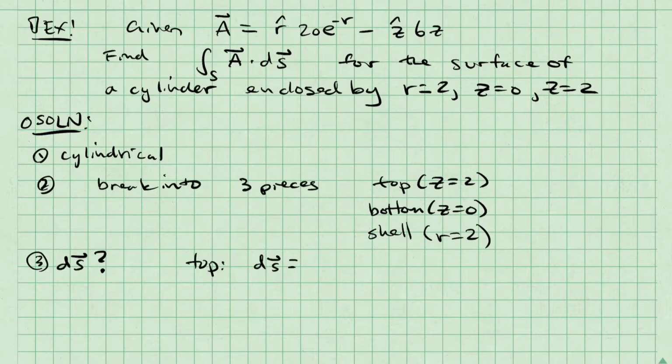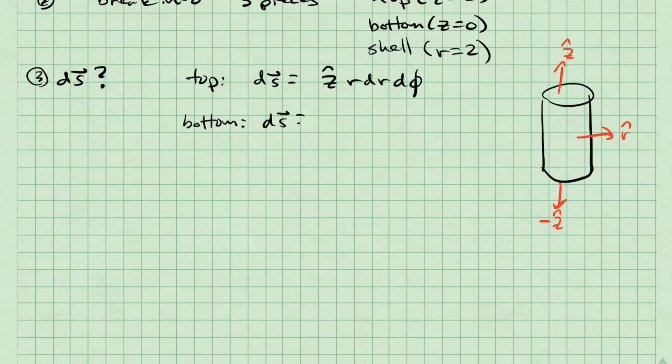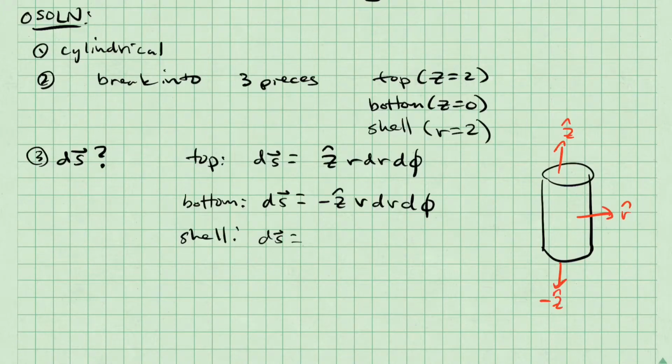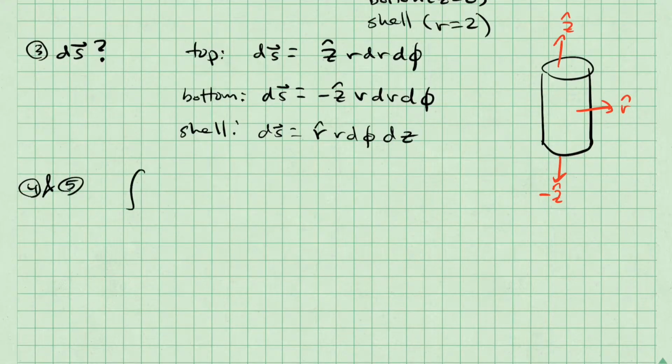The normal vector for the top points in the plus z hat direction. The normal vector for the bottom points in the negative z hat direction, and the normal vector for the shell points in the positive r hat direction. We will combine the steps of taking a dot ds and the integral to save some time in writing. If you need a refresher on taking the dot product, see episode 8 of my how-to series.